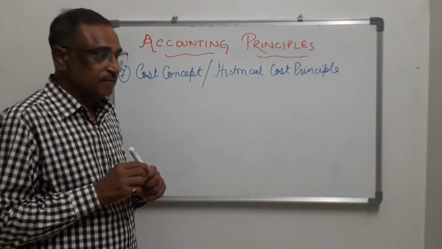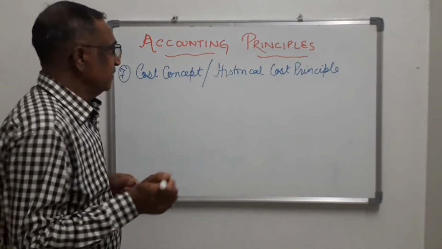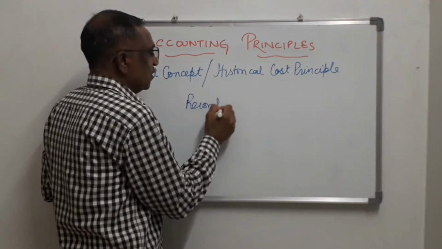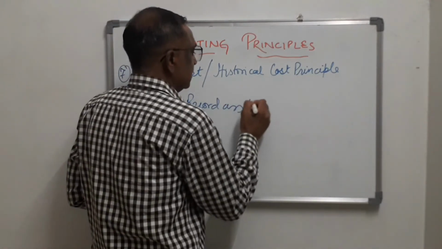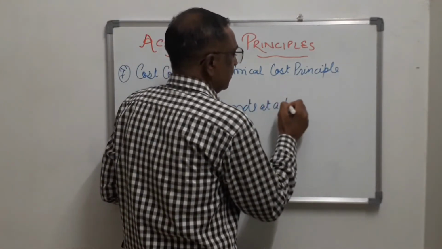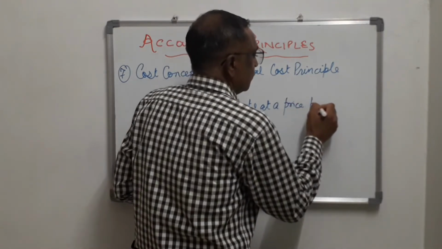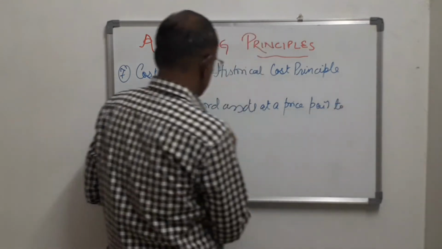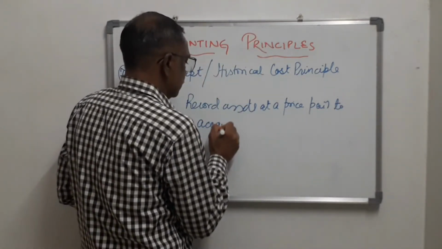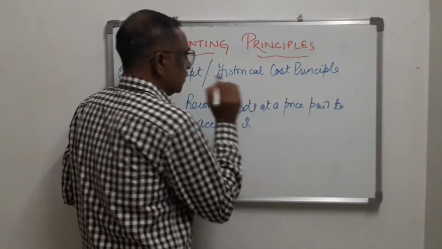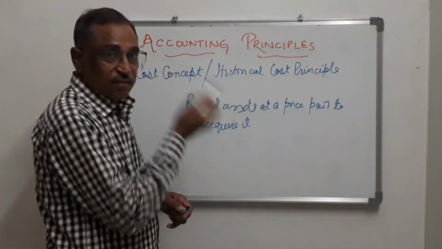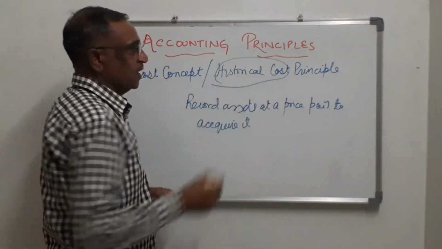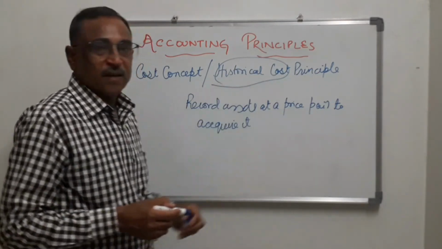Clear? So, we will sum up as record assets at a price paid to acquire it. Okay? Since we are talking about the past cost, that's why it is also known as historical cost principle. Clear?